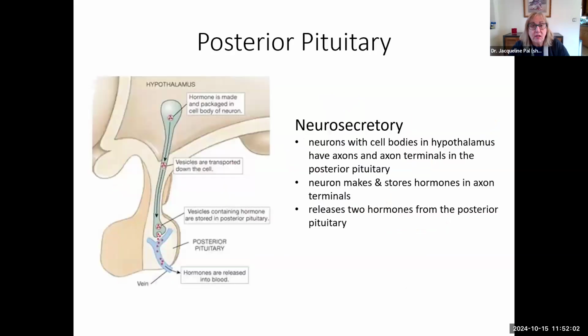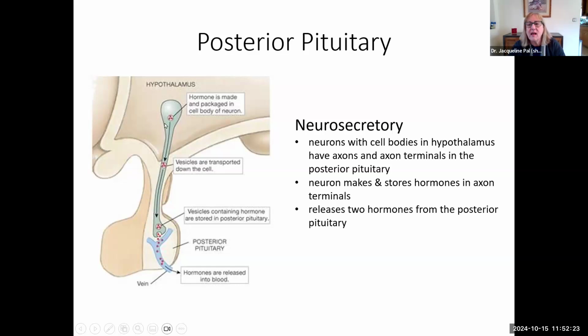So let's look at the posterior pituitary. The posterior pituitary is what we call neurosecretory. In other words, neurons are involved. There are neurons whose cell bodies are up in the hypothalamus and their axon terminals are in the posterior pituitary, and the axons obviously connect the two.